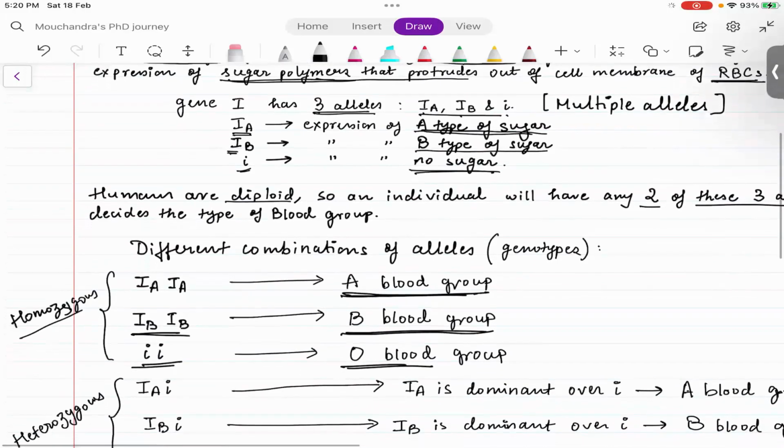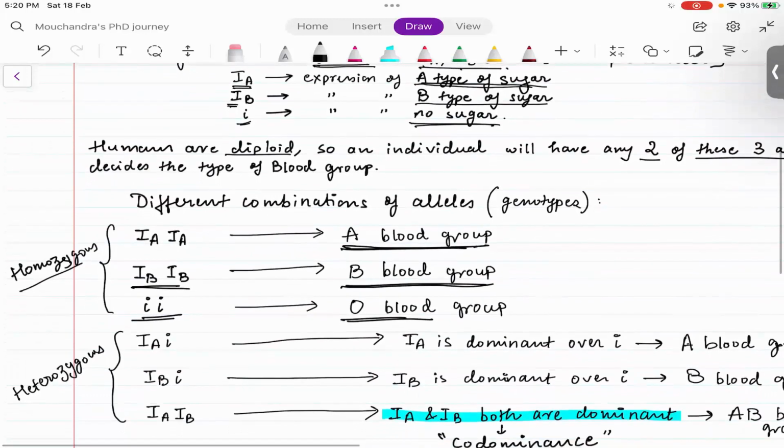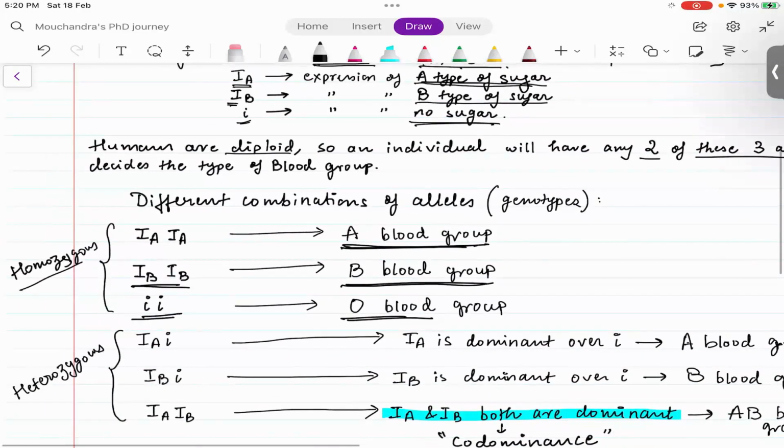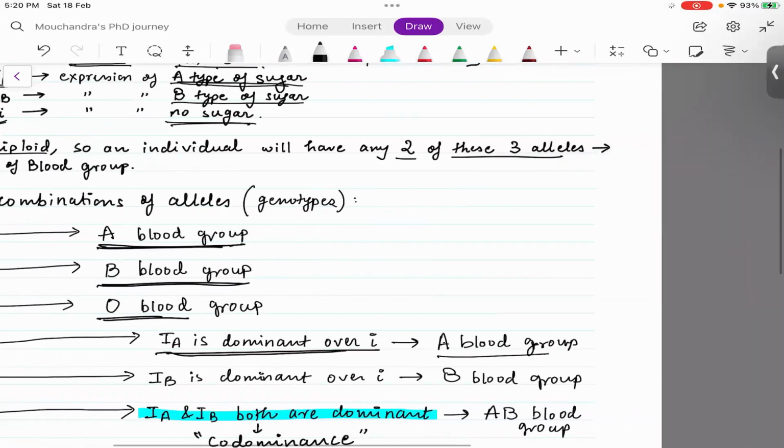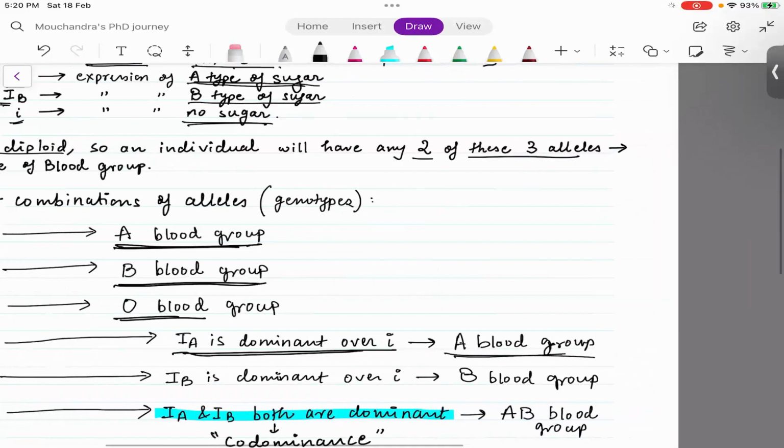Now, there can be heterozygous cases as well. In order to say what will be the phenotype for a particular heterozygous case, we have to first know which allele is dominant over which allele. So, if the heterozygous case is IA, small i, then it is known that IA is dominant over i. So, the phenotype will be A. If you have guessed it, you are correct. The phenotype will be A.